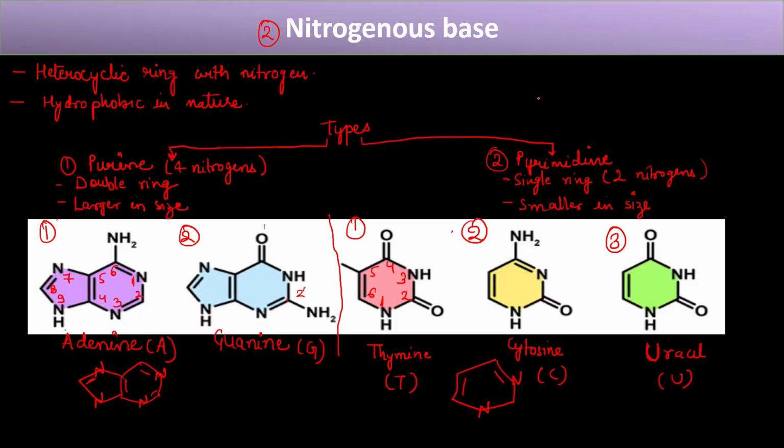Now, one more important thing: in the case of RNA, what do we have? We have adenine, guanine, cytosine, and uracil. We do not have thymine in the case of RNA. Similarly, in the case of DNA, we have adenine, guanine, thymine, and cytosine. We do not have uracil in the case of DNA. So this is the composition of DNA and RNA.